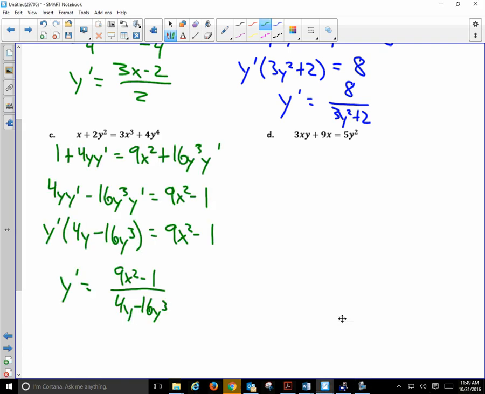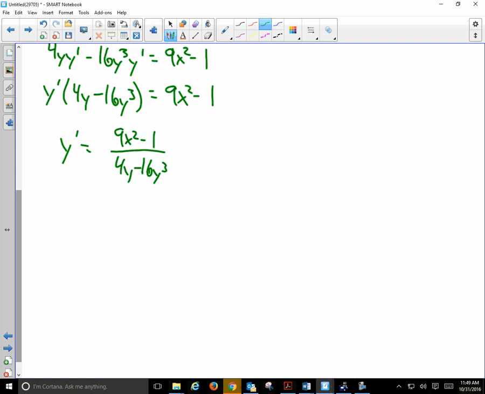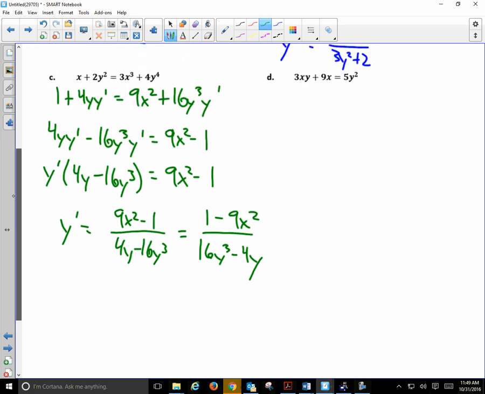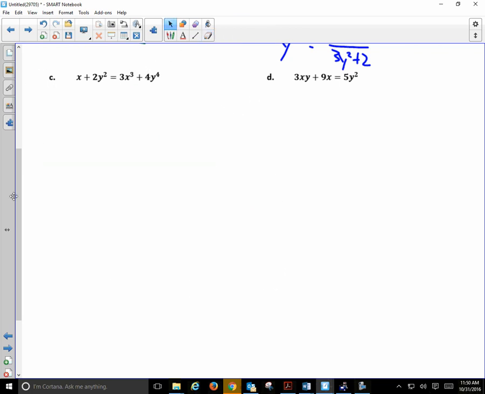Okay, so I have 9x squared minus 1 over 4y minus 16y cubed. Is that what you got? Just to note, if you put your y primes on the other side, you can come up with 1 minus 9x squared over 16y cubed minus 4y. And that's the same thing, a negative 1 on the top and bottom. Yep. All right, let's do our last one. Actually, not our last one, just the last one for this section.